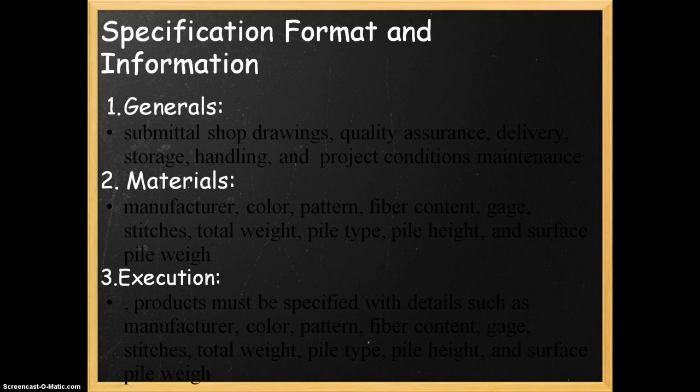In the general part of the specification, there must be submittal shop drawings, quality assurance, delivery, storage handling, and project conditions maintenance. In part 2, materials, products must be specified with detail, such as a manufacturer, color, pattern, fiber content, gauge, stitches, total weight, pile type, pile height, and surface pile weight.